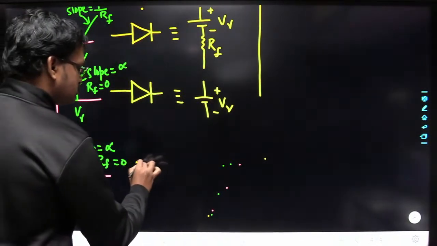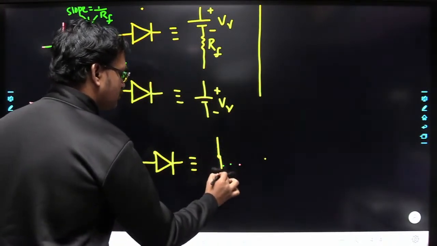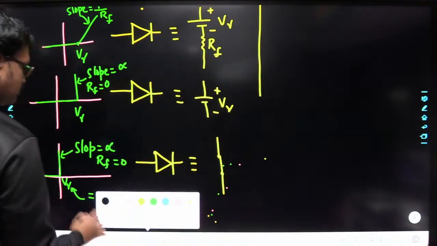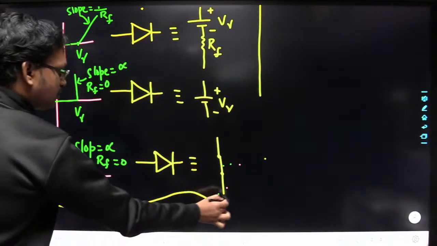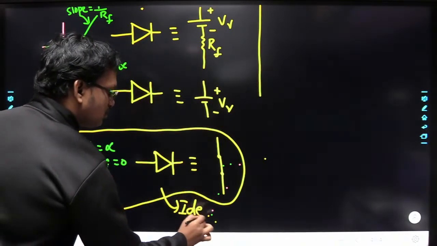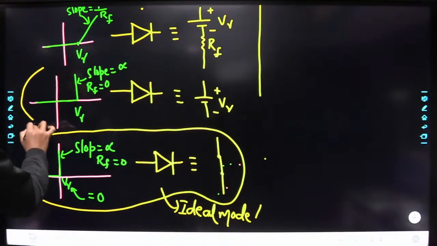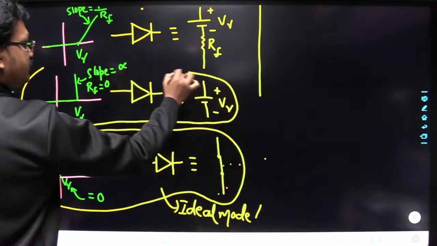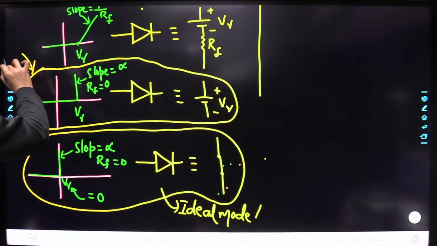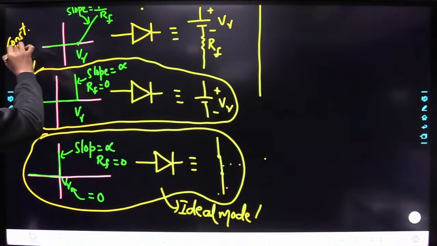So in this case you can replace the diode with simply a short circuit. This is called the ideal model. And this one has a specific name. This one is called the constant voltage model.